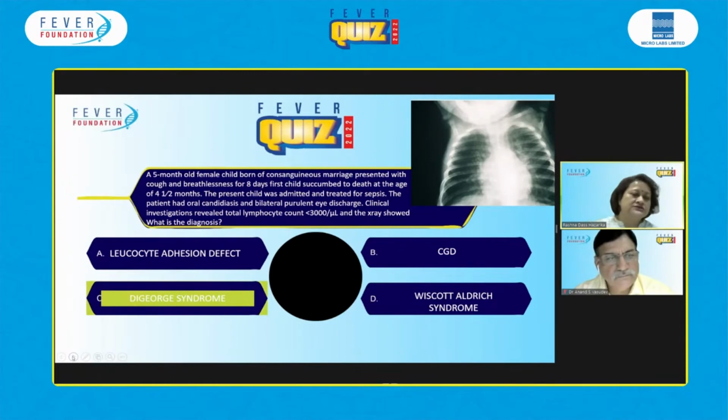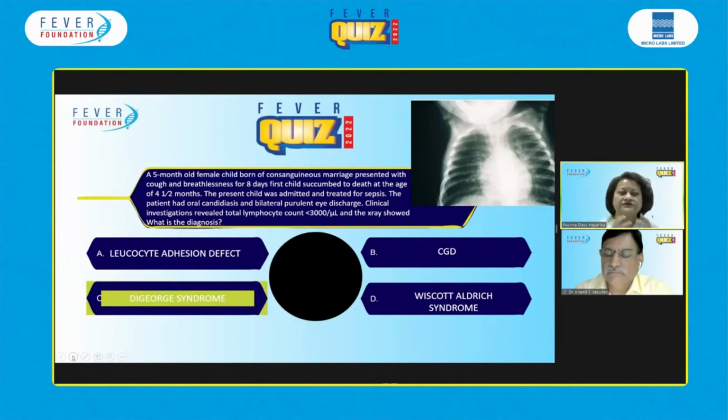So DiGeorge syndrome is the correct answer. The answer was there actually in the X-ray, and if you can see the X-ray, there is no thymus. The thymic shadow is not there, and this is a small child, a 4.5 to 5-month-old child with a positive family history. So these are the conditions which are congenital and occur because of microdeletion in chromosome 22.